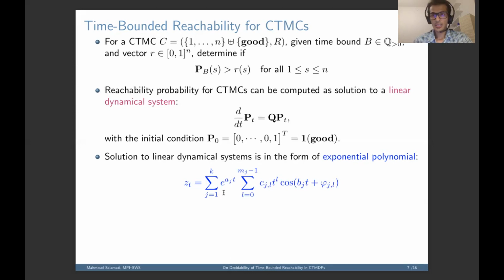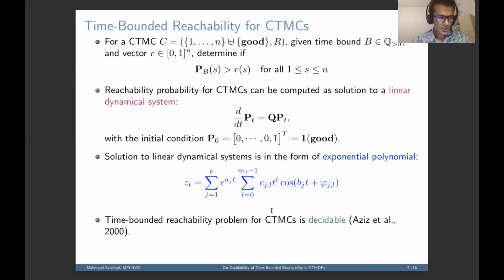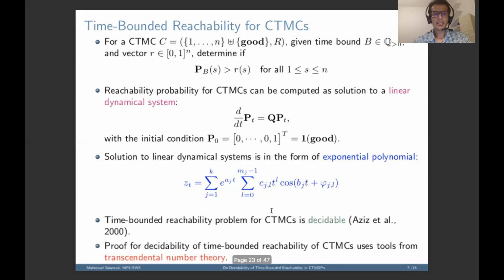There exist exponential terms, powers of time, cosine and sine. This last term can be broken into sine and cosine terms depending on the value of this variable. So this time-bounded reachability problem for CTMCs was open until 2000, and at that time it was proved to be decidable. Surprisingly, the proof for decidability of time-bounded reachability for CTMCs uses tools from transcendental number theory.